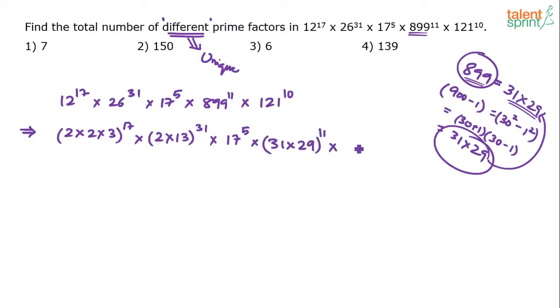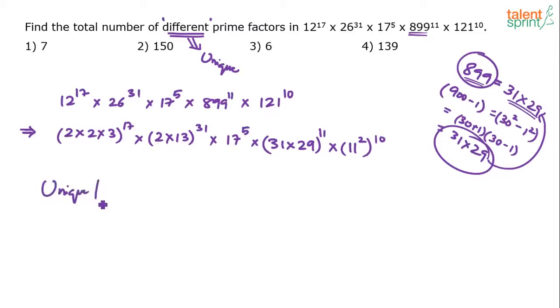11 into 121 is 11 squared whole power 10. This then will get multiplied. Yeah. Now we have to find out the number of unique prime factors. Remember, the powers are not important. If he says total number of prime factors, then all the powers have to be added. But since he says unique prime factors, I only have to worry about bases.